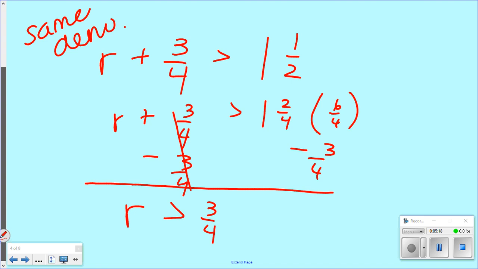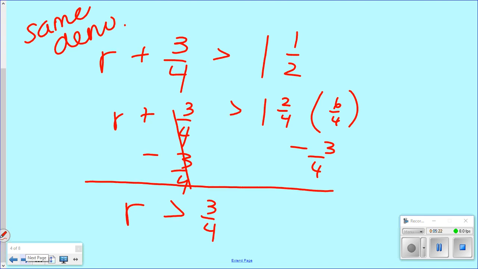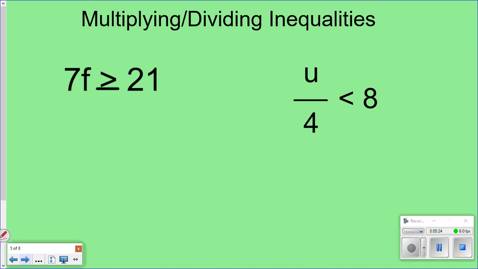Okay. Any questions on these? Let's go to multiplying and dividing, shall we? There we go. Okay. All right.